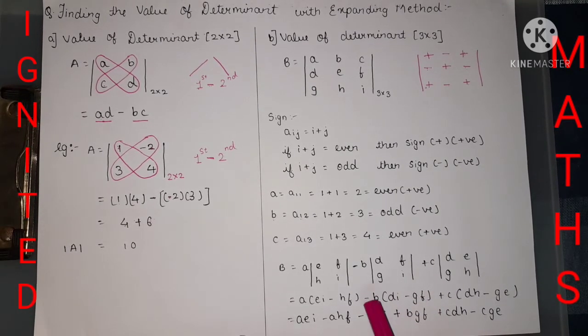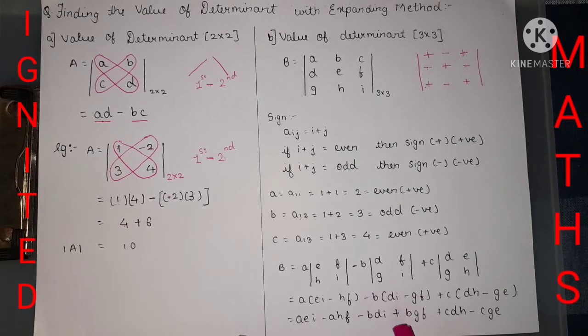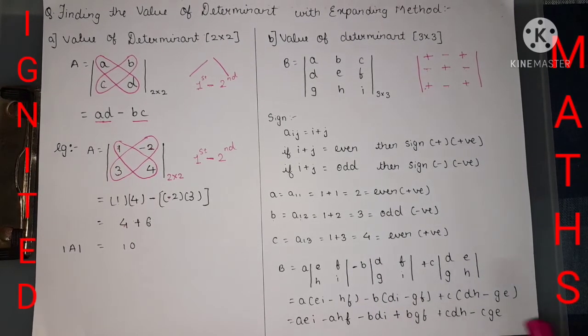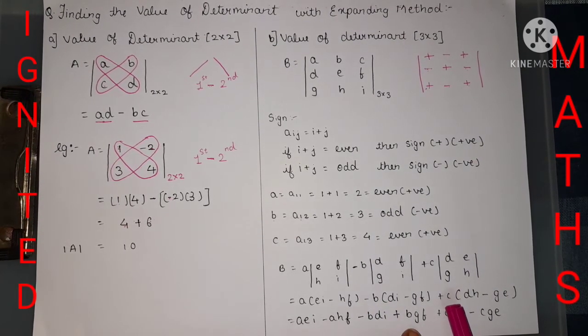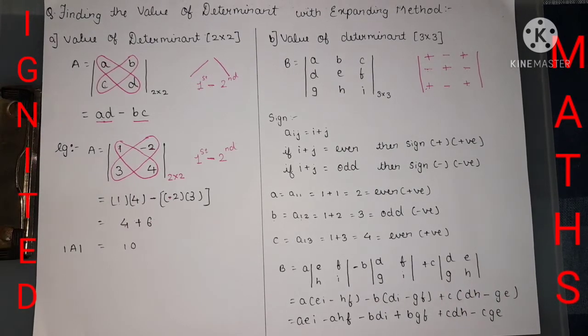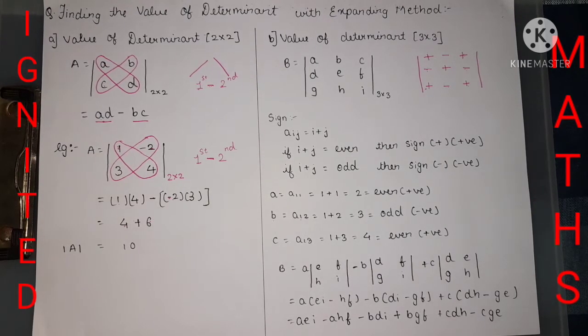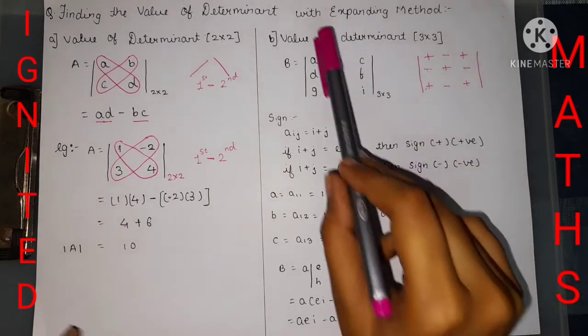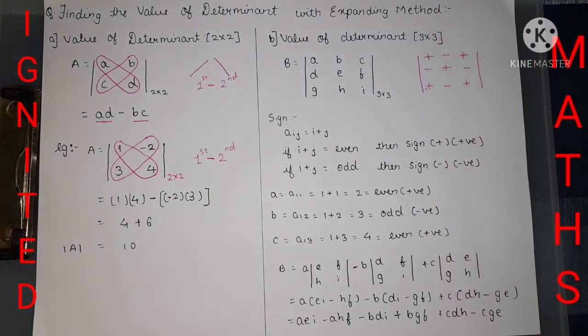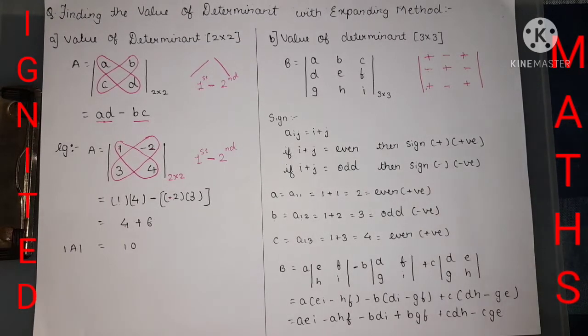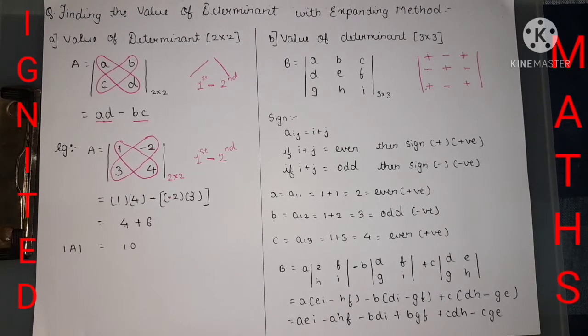Over here you can see minus into minus will be plus, okay. Now the next term, C is multiplied with this term and this term, so CDH minus CGE. This is how we are going to find the value of the determinant of 3 cross 3 with the expanding method. I am going to take one small example for a 3 cross 3 determinant. So this is the rule of finding the value of the determinant of 3 cross 3 with the expanding method, okay.